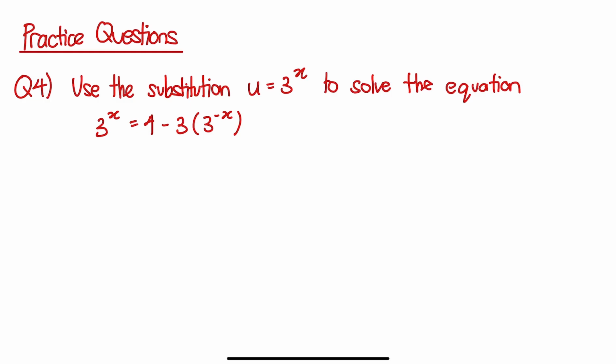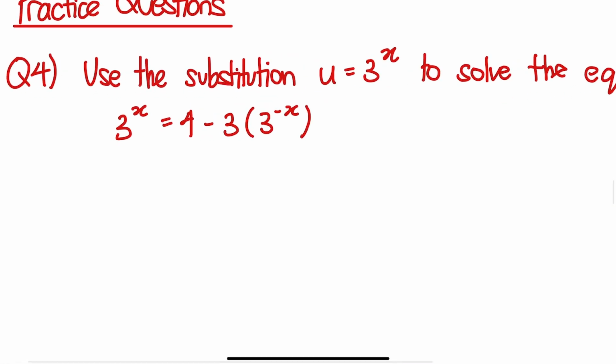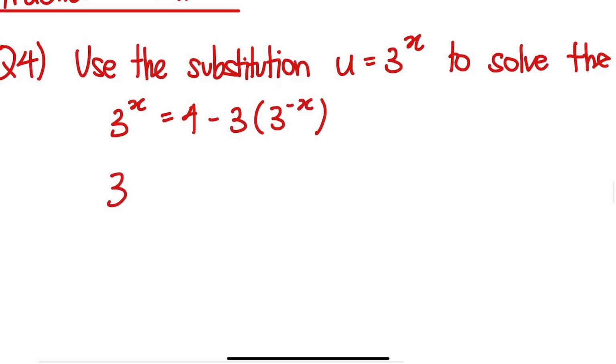Use your substitution u equals 3 power x to solve this equation here. The steps are the same. If I want to use this substitution, I must manipulate this equation to obtain 3 power x. So from here, I can rearrange this equation. Maybe I'll use a different color so you can see clearly. 3 power x equals 4 minus 3.